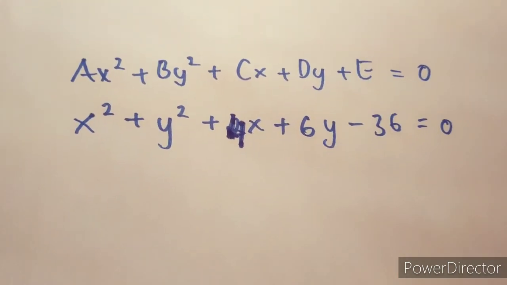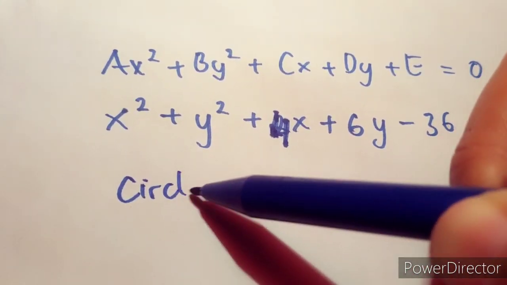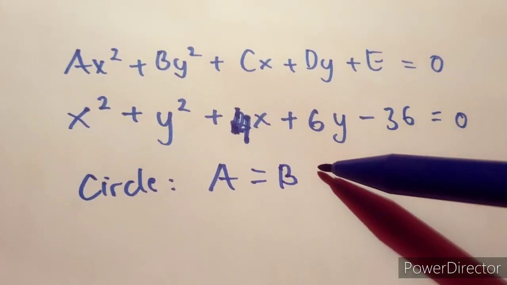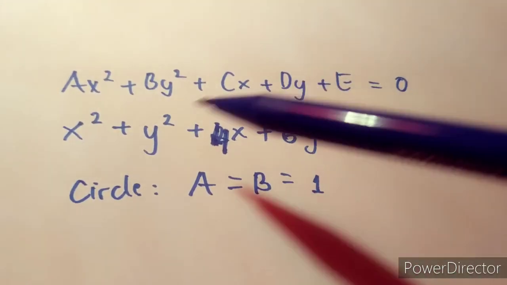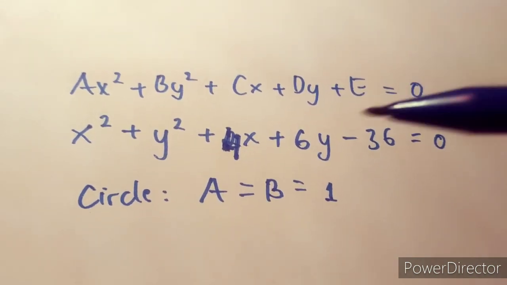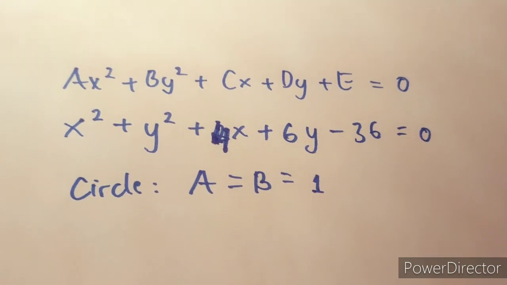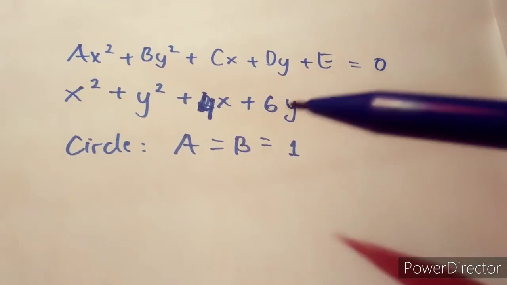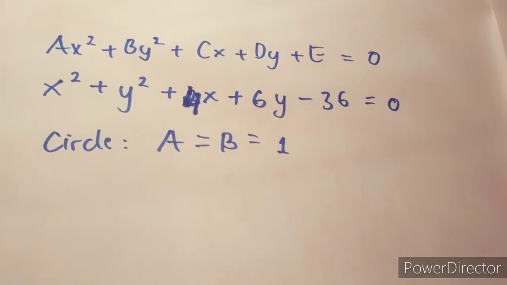Now, it is a circle. Why? Because for a circle, a equals b equals 1. That is the first hint for you. When you simplify a quadratic relation and you find that a and b equal 1, you can get the feeling that this will be a circle. Of course, it will be a problem if you are given this equation, which you cannot extract from directly.